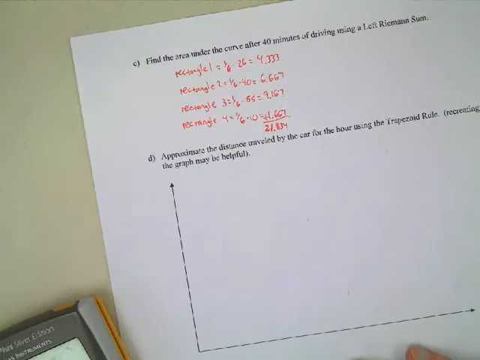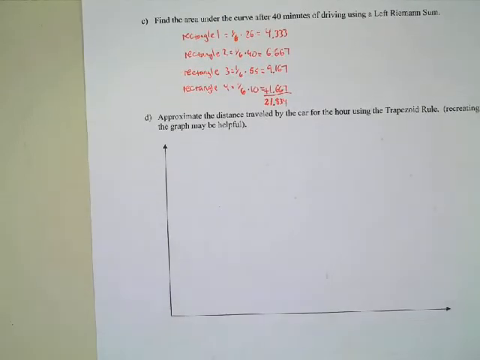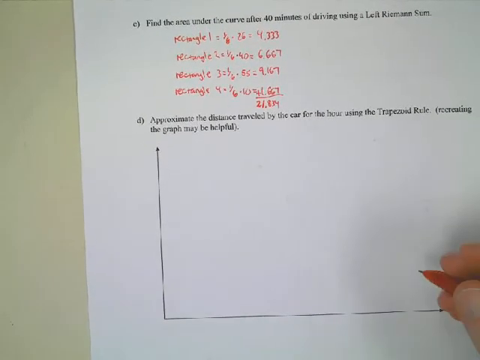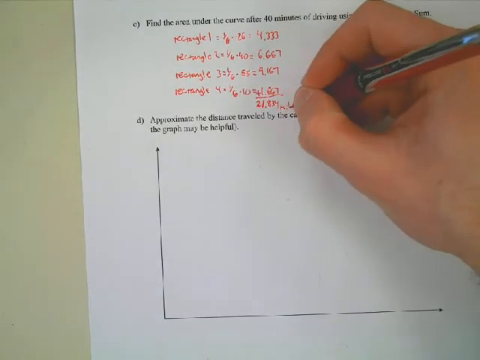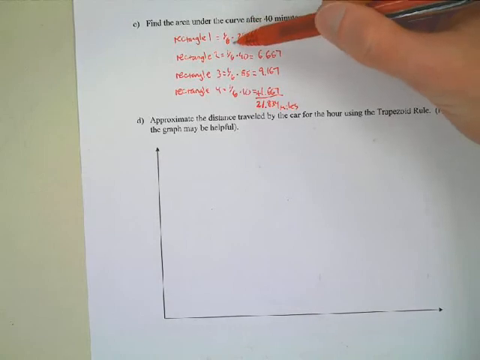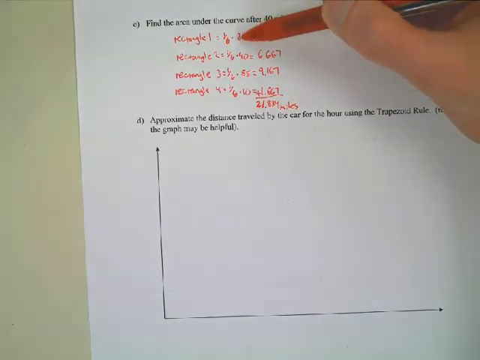21.834. Is that really it? And again, what should the units for this be? Miles. Because what are we doing? We're taking the 1/6, which is in hours, times miles per hour. Miles per hour times hour is leaving just miles.